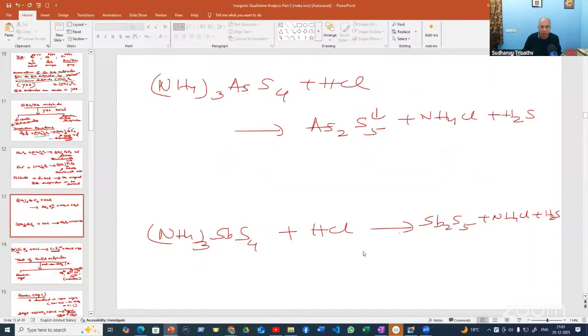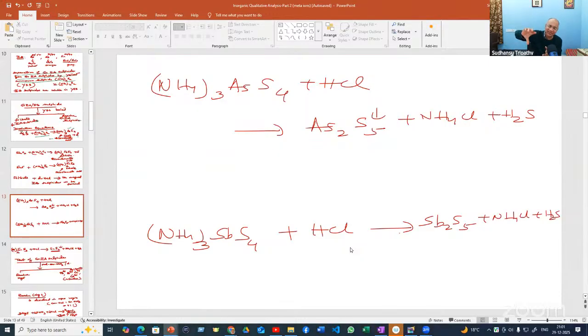We have now successfully separated group 2A sulfides, which are insoluble in yellow ammonium sulfide, from group 2B sulfides like arsenic, antimony and tin, which are soluble in yellow ammonium sulfide. And then by adding hydrochloric acid, we regenerated the sulfides, but in their higher state. It doesn't matter. We will be needing that for our subsequent analysis. Metal by metal we will analyze.